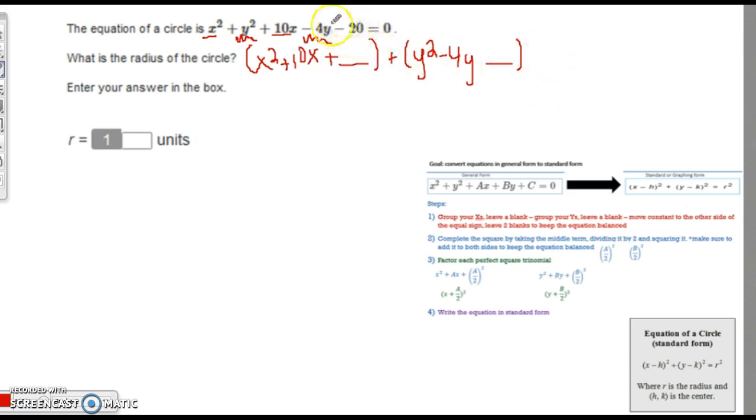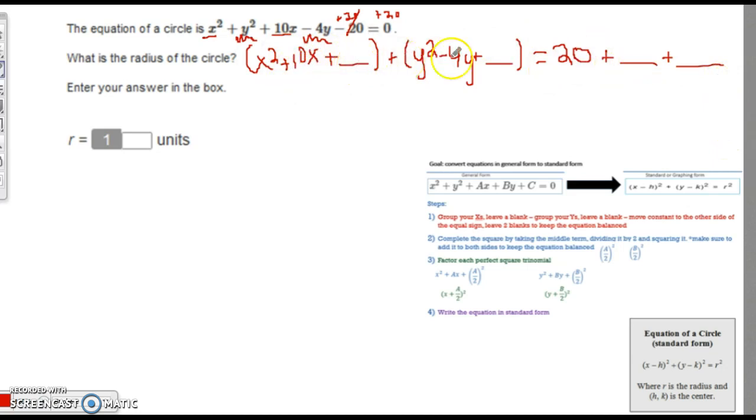And then I want to move my constant, my plain number, to the other side. And if I want to move negative 20 across the equals, I would have to add 20 to both sides, because a negative 20 and a positive 20 would cancel. So this is going to equal positive 20. But because it's an equation, whatever I do to one side, I have to do to the other. So since I added 2 blanks on this side of the equation, I need to make sure that I add 2 blanks on this side of the equation as well. So that's your first step to set it up.